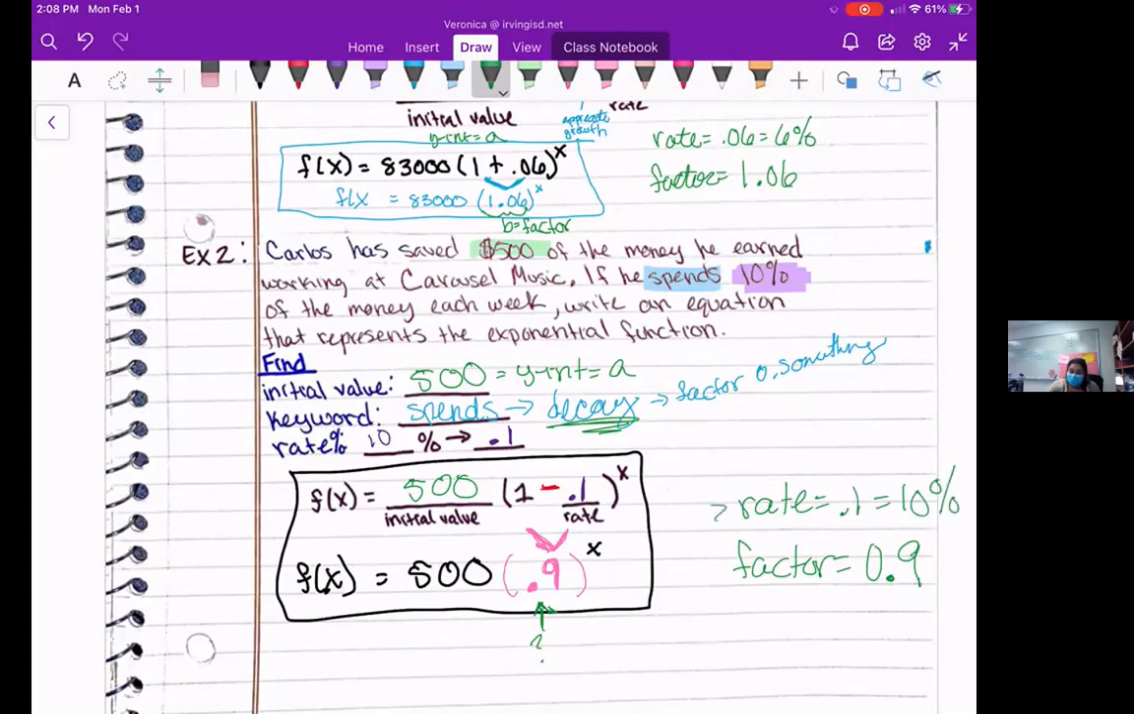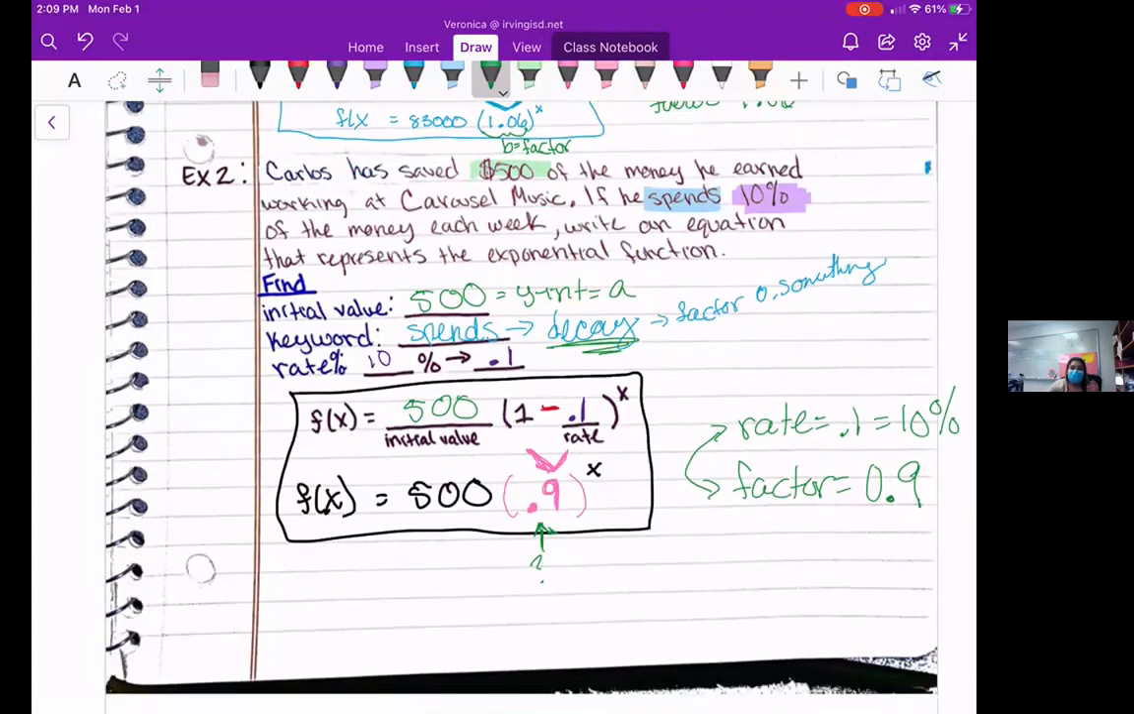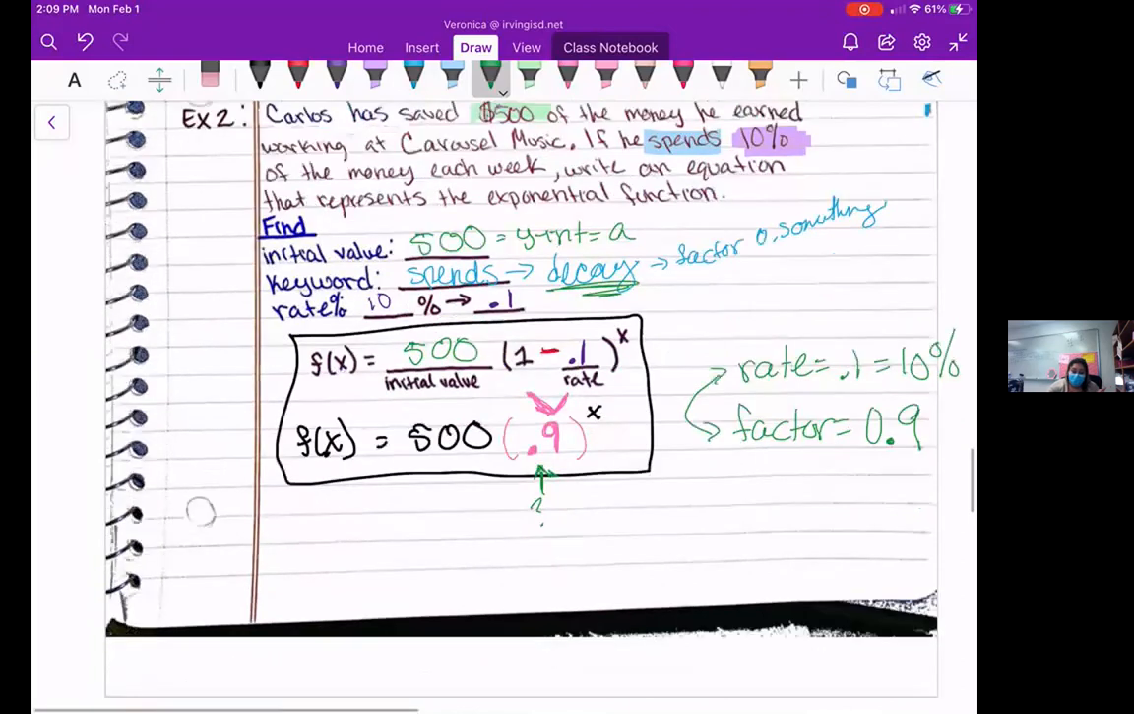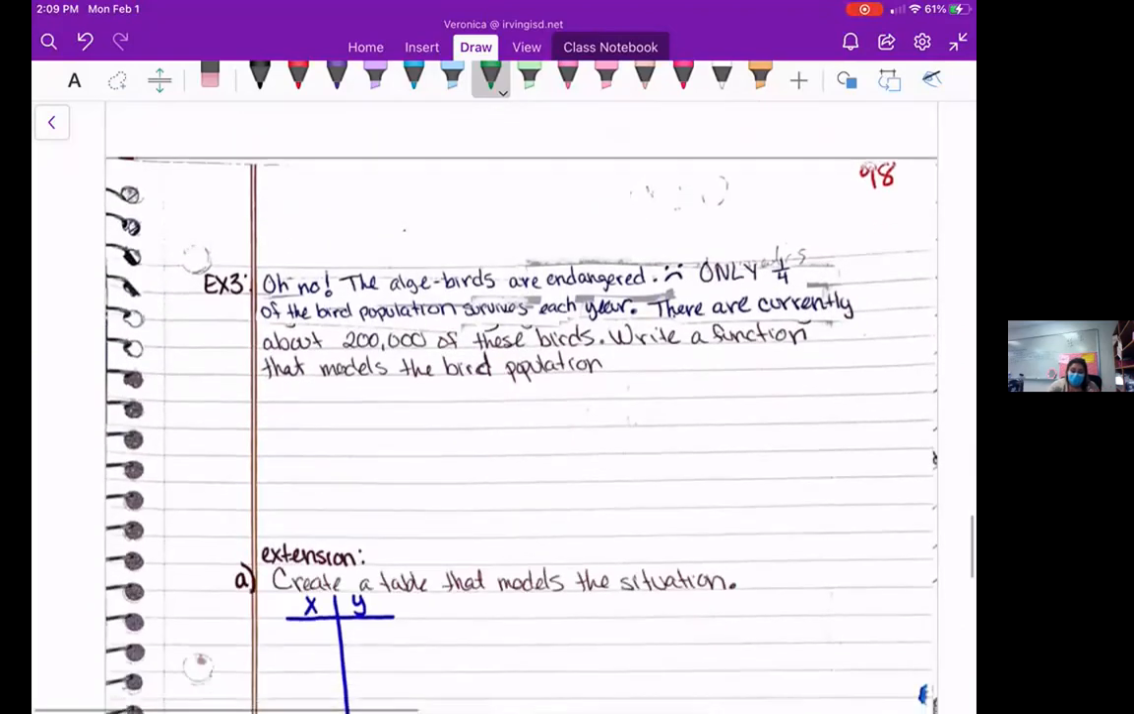So make sure we understand the difference between a rate and a factor. Your factor is what you get after you simplify inside the parentheses, so 0.9. And your rate is what you have to plug into the equation, so your percentage. Okay. All right, so that was example 2. So now, lastly, example 3.